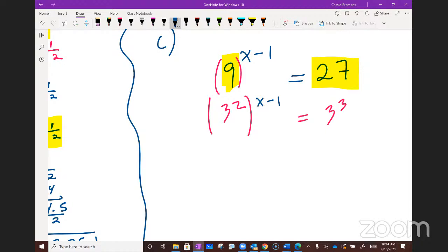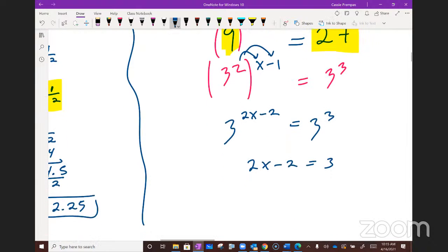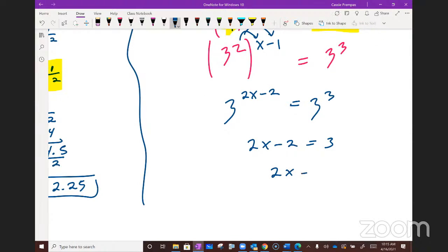Now, what property do I need to use with this 2? Distributive. So this will become 3 to the 2x minus 2 equals 3 cubed. And then if you heard what Liana said, if the bases are the same, you can basically take them away. And I get 2x minus 2 equals 3. I'll add 2 to the other side, and I get 2x equals 5. And then I divide both sides by 2, and I see that x is equal to 5/2.